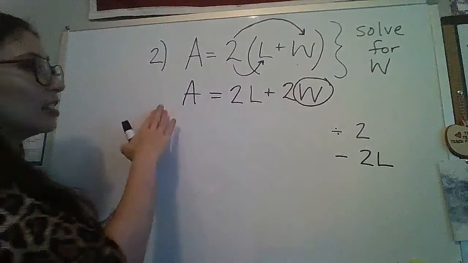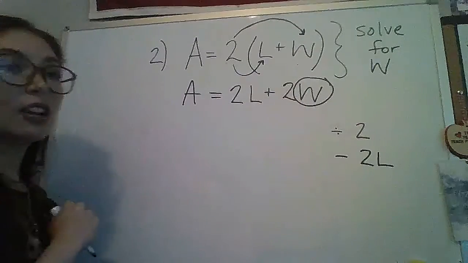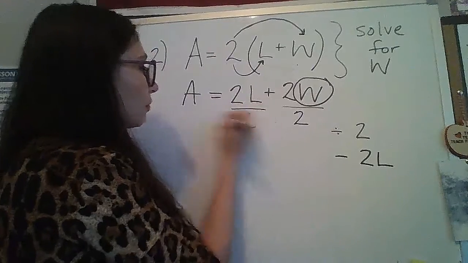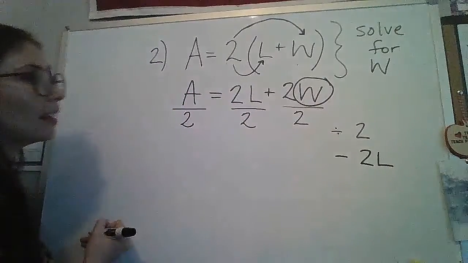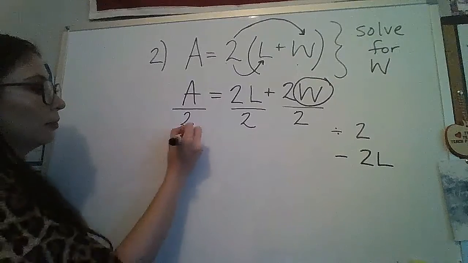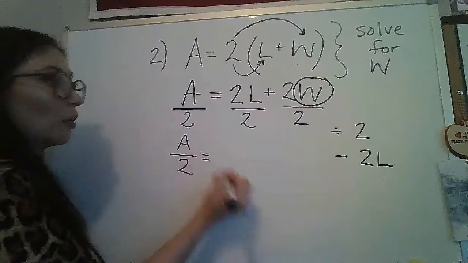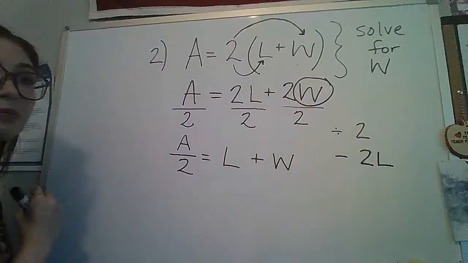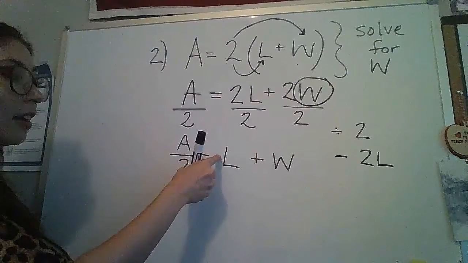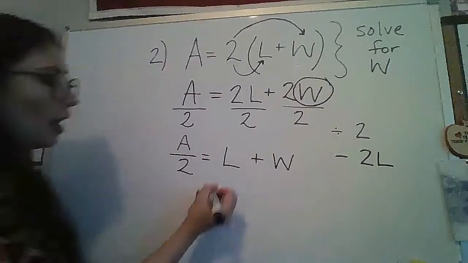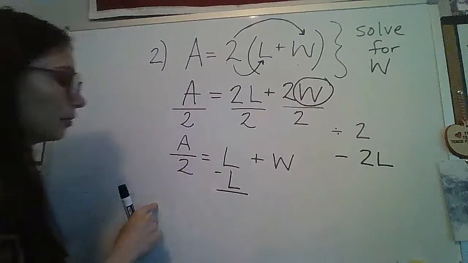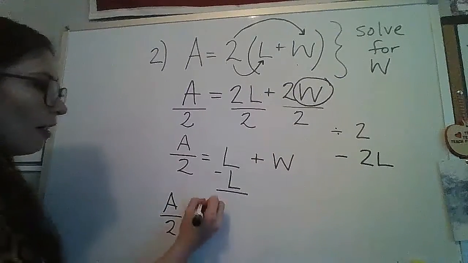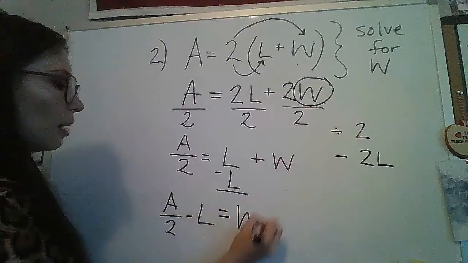If you divide, you must do it to each and every term. So let me divide each and every term by 2. Now I'm left with A over 2 equals L plus W. Now, because this is a positive L, I'm going to subtract my L. A over 2 minus L equals W.